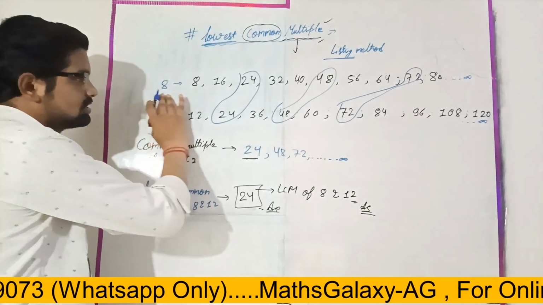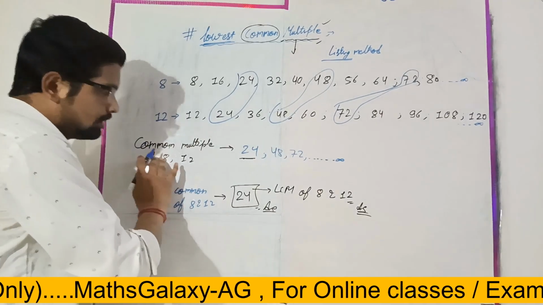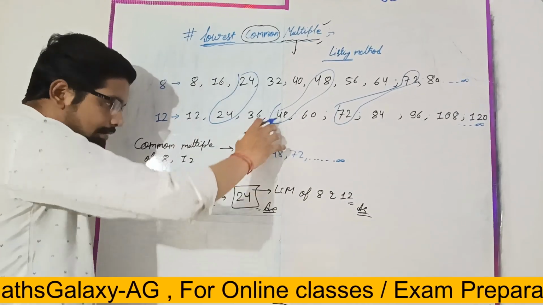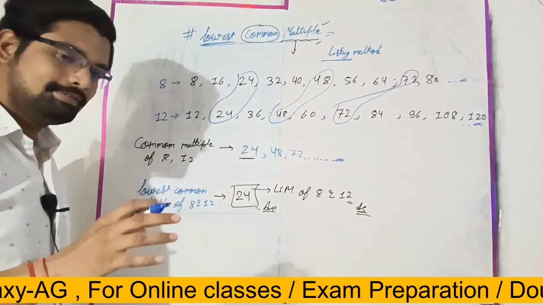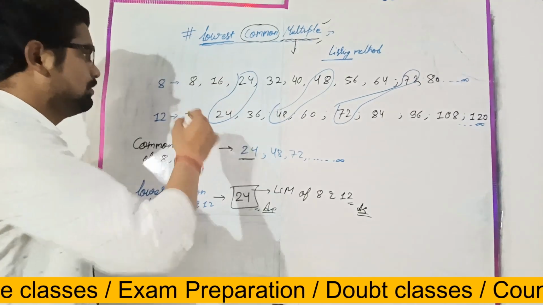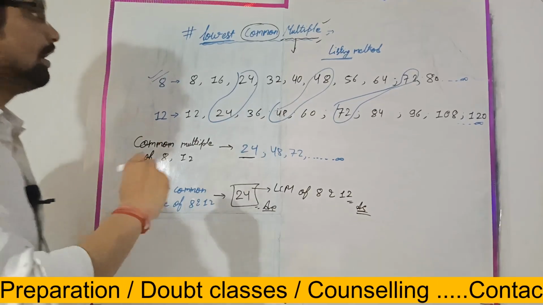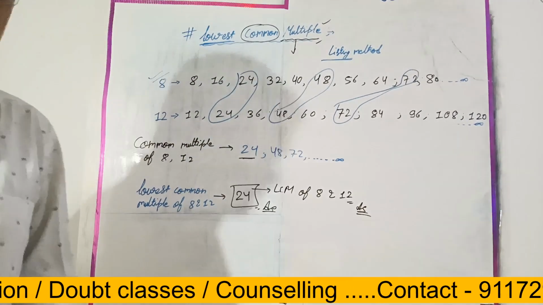As here we are listing the multiples of 8 and 12, and listing the common multiples, and among them we find the least common multiple. So this is known as the listing method to find LCM. Is it clear?